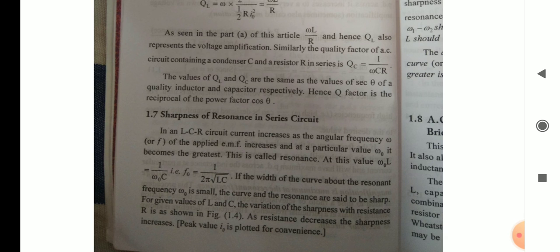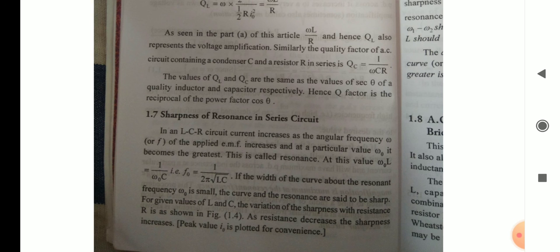Sharpness of resonance in the series circuit. In an LCR circuit, current increases as the angular frequency omega of the applied EMF increases. At a particular value omega 0 it becomes greatest. This is called resonance. At this value omega 0 L is equal to 1 by omega 0 C, that is f is equal to 1 by 2 pi root LC. If the width of the curve about the resonance frequency omega 0 is small, the curve and the resonance are said to be sharp for a given value of L and C.